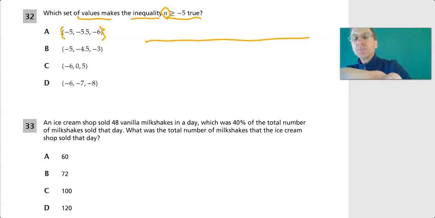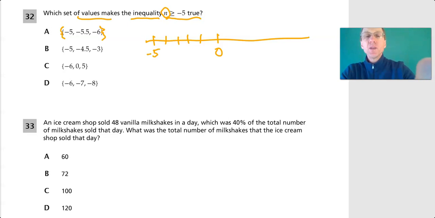So you make a number line, and we'll put 0 in the middle because we've got a -5. We'll go backwards 5: 1, 2, 3, 4, 5, and -5. This one says n is greater than or equal to -5. So it can be equal.